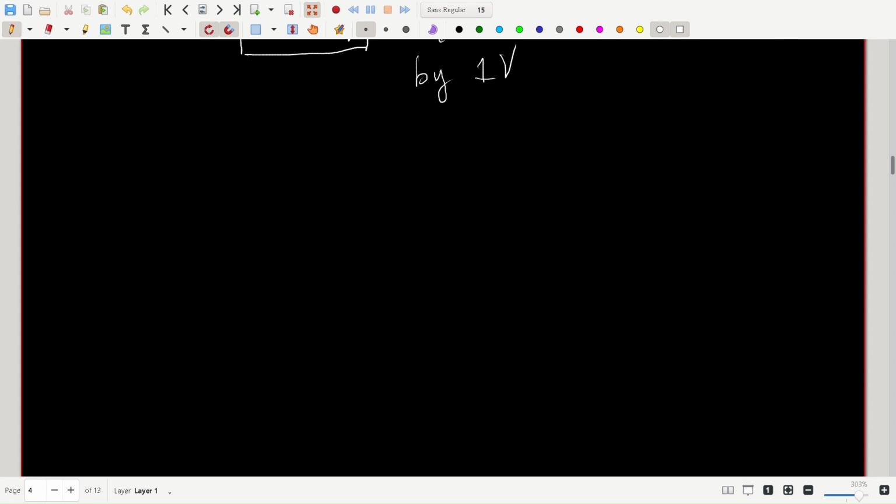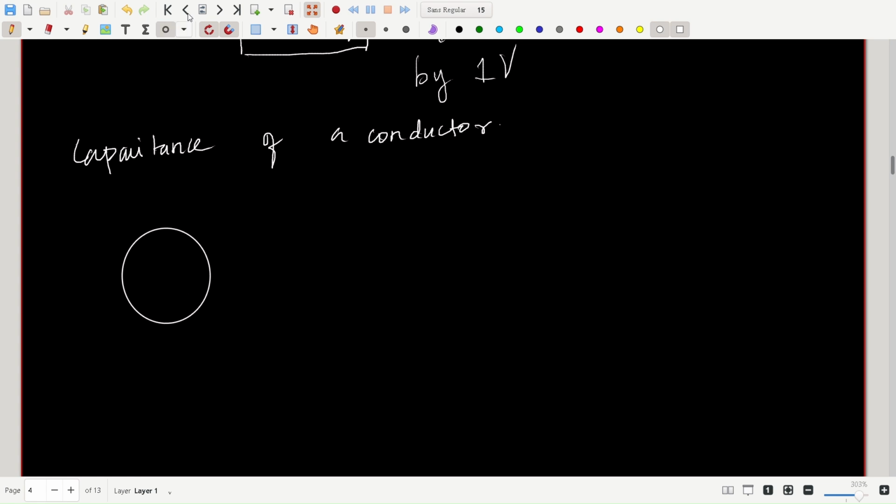For now, let us try to calculate the capacitance of a conductor. Assume a spherical conductor whose radius is R.